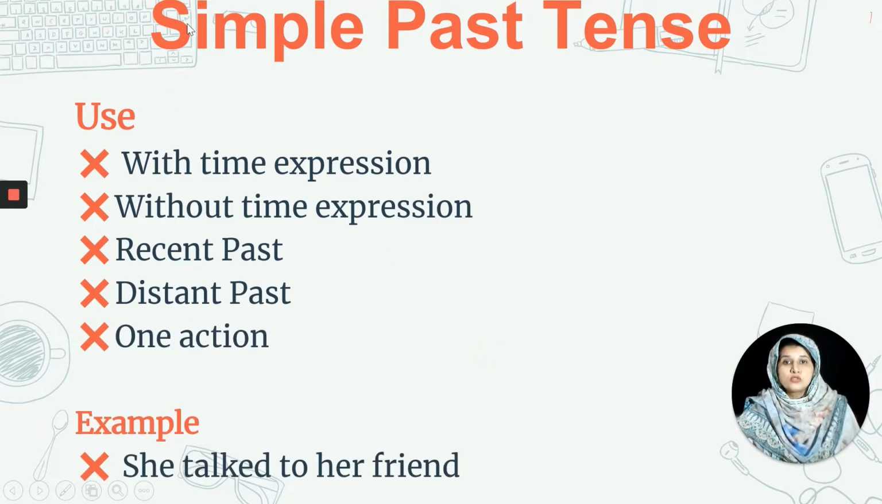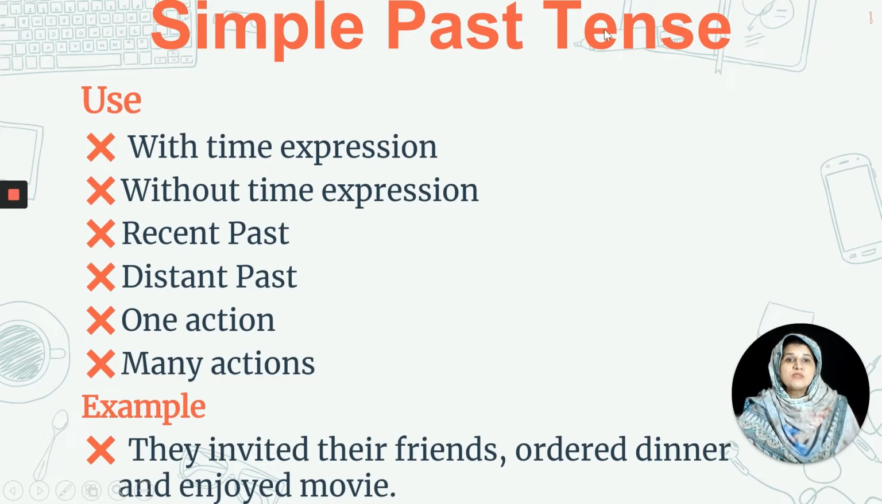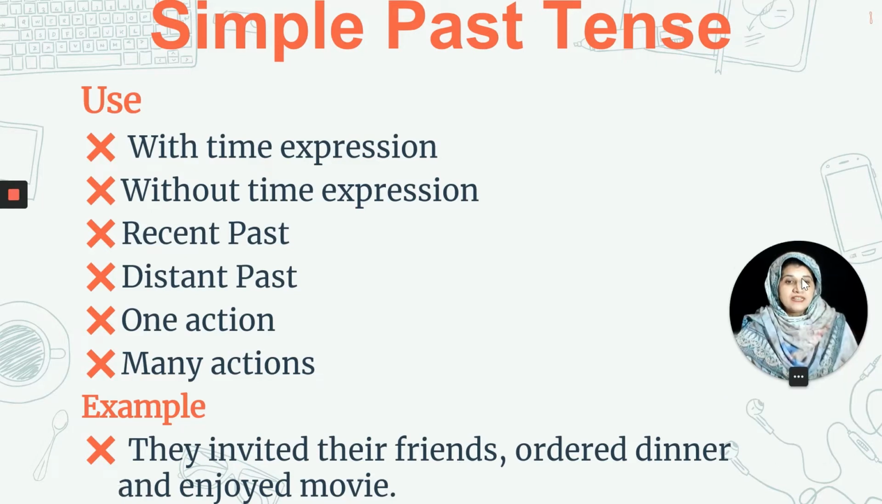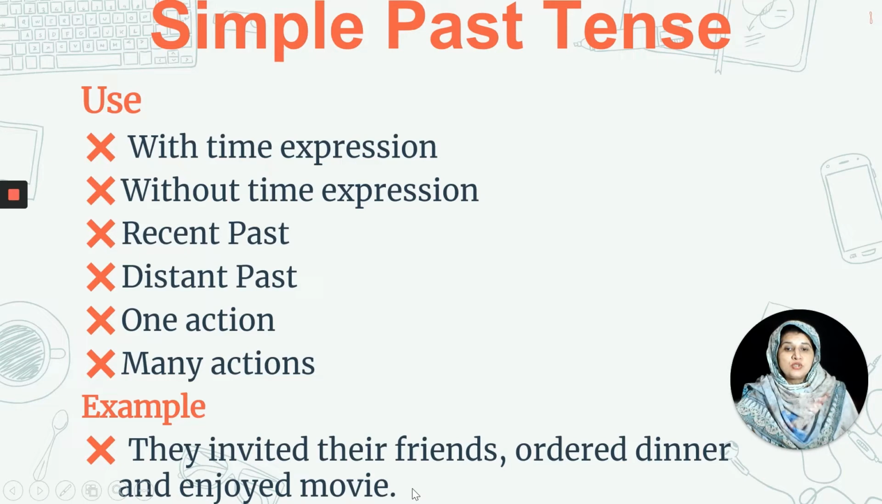We can also use simple past tense to show one action, like she talked to her friend, right? Now here we have emphasized only one action. And we can also use simple past tense to show many actions. For example, they invited their friends, ordered dinner, and enjoyed a movie.